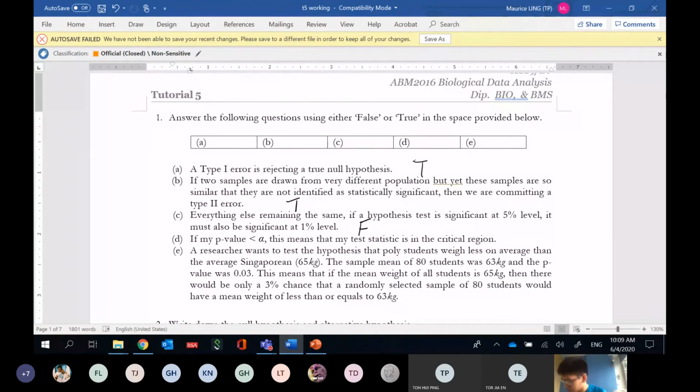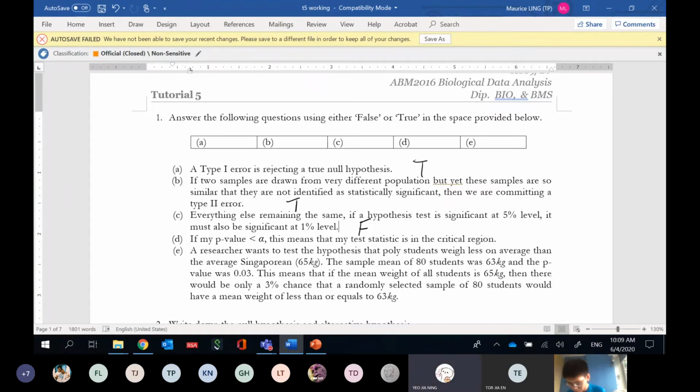Do you understand why? Yes. Why? Because the area of the 1% is smaller than the area of the 5%, so on the x-axis it is a larger value. Yeah, okay. Good. Okay, Jianing, next one.